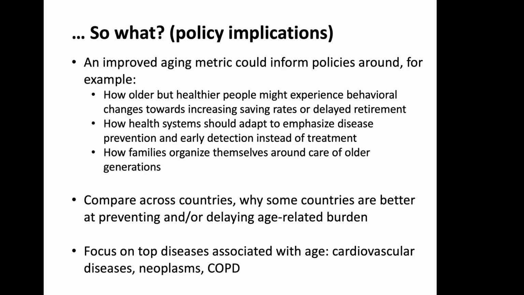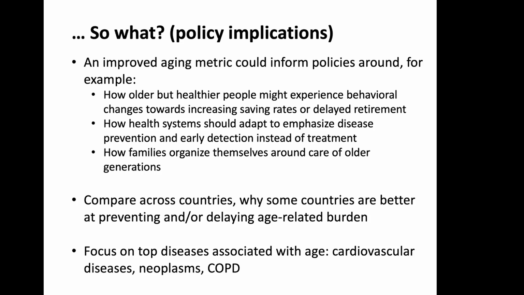Okay? So how health systems should adapt to emphasize these diseases that are age-related, and how families can organize themselves around care of older generations who could be very healthy, is important. And in order to do so, you have to have a good metric, a better estimate beyond the chronological age. I think comparisons across countries are interesting, but they are not interesting unless you do more about it. So I think there's lots to learn from countries, especially the frontier countries, on what they are doing well.